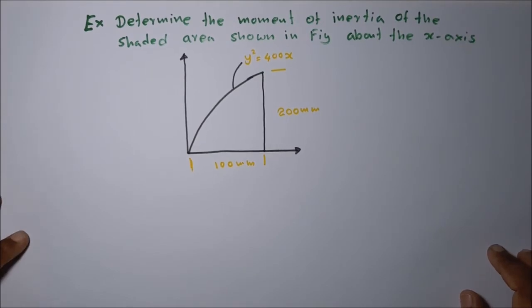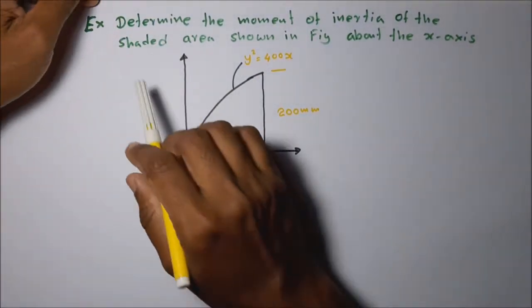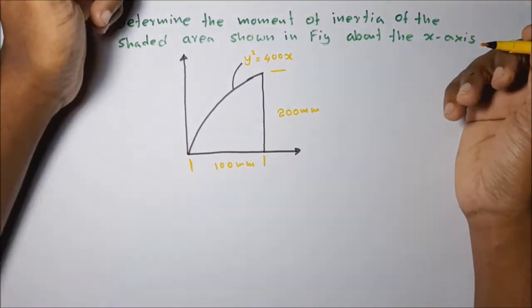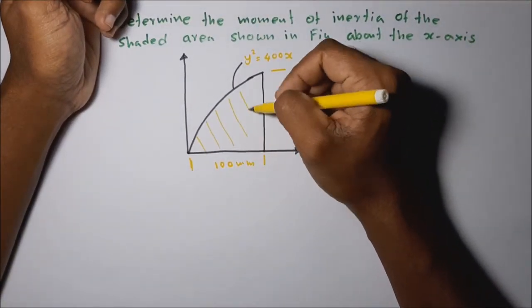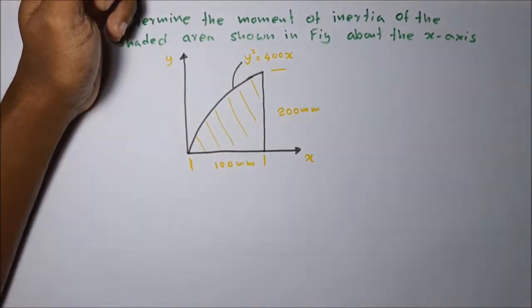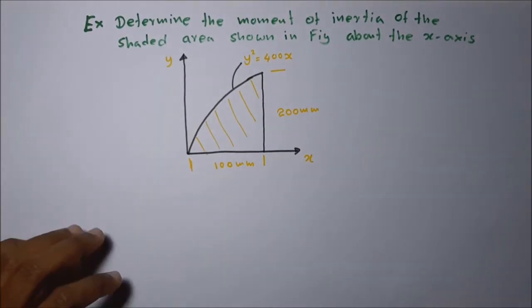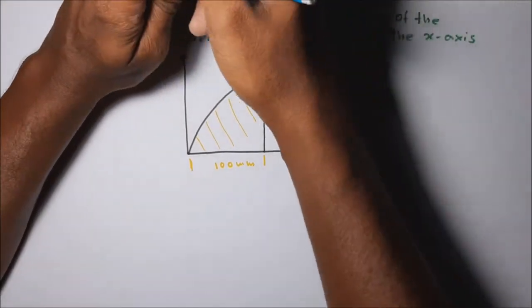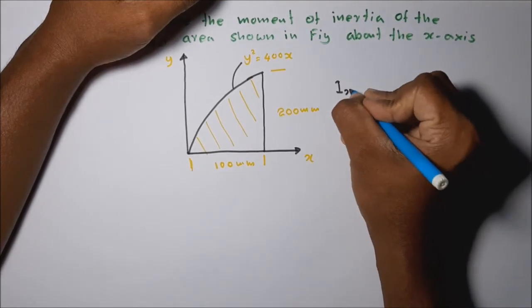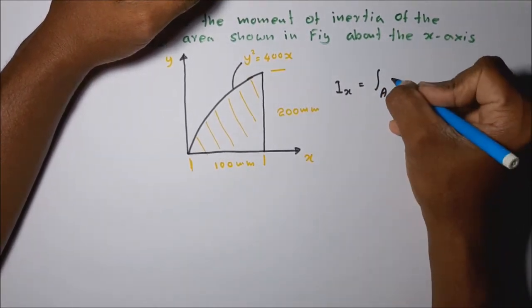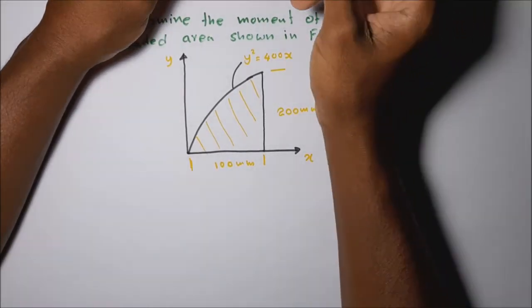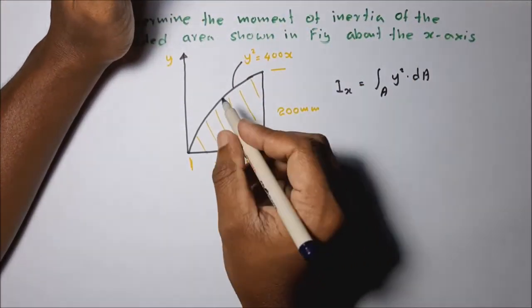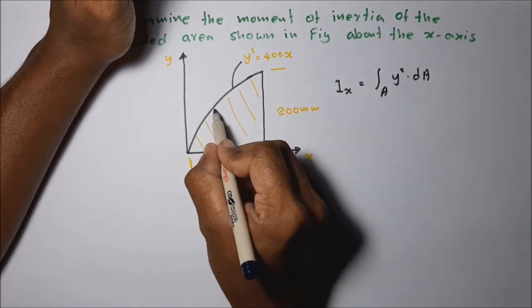Okay, let's see how to solve this example. Determine the moment of inertia of the shaded area shown in the figure about the x-axis. When you are going to calculate this, how to calculate? Let's move to our definition. Ix is equal to the integral over the surface area of y squared dA. We have to define the dA surface area.